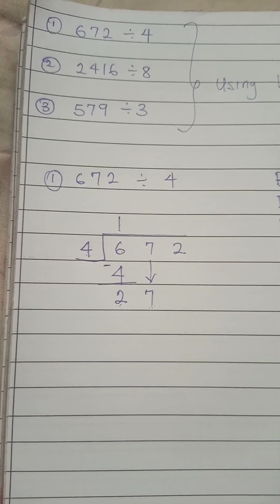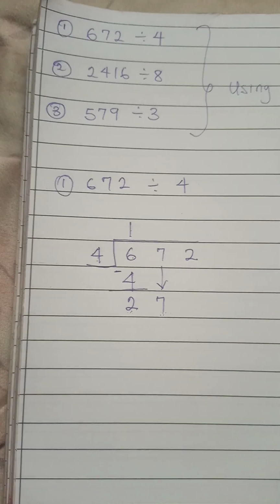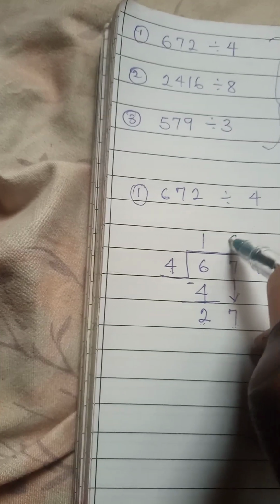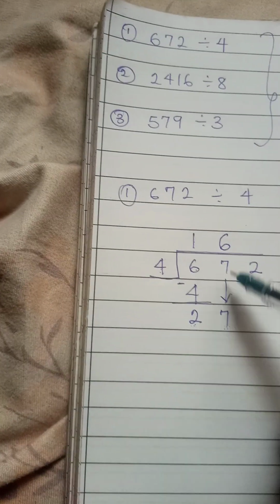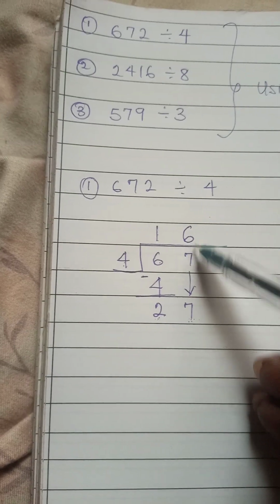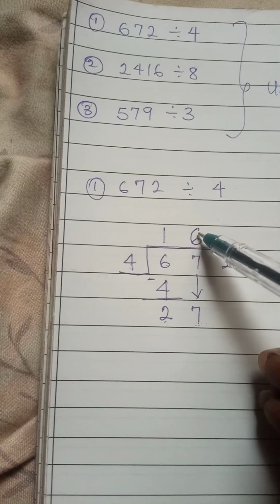So let's count how many times we have seen 4 in 27. 1, 2, 3, 4, 5, 6. So the 6 is our answer. It goes on the 7. You know, we brought down 7, so 7 is the current number we are using. So 6 is written on 7 like this here.